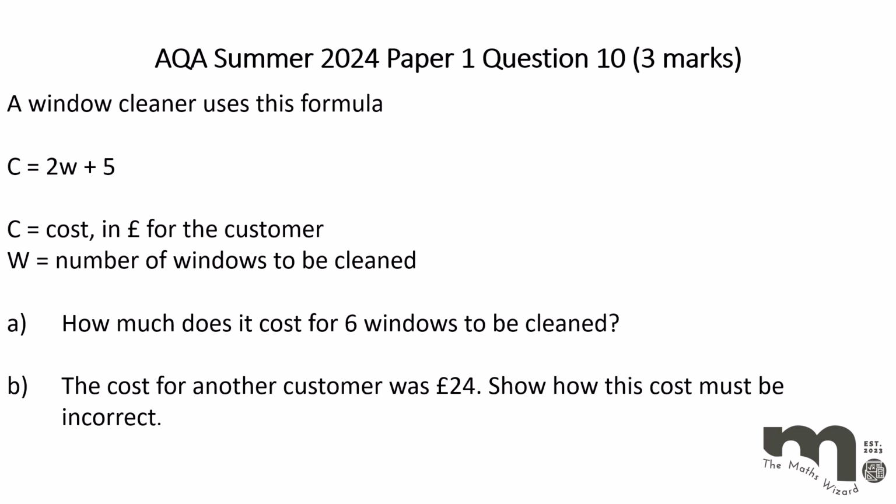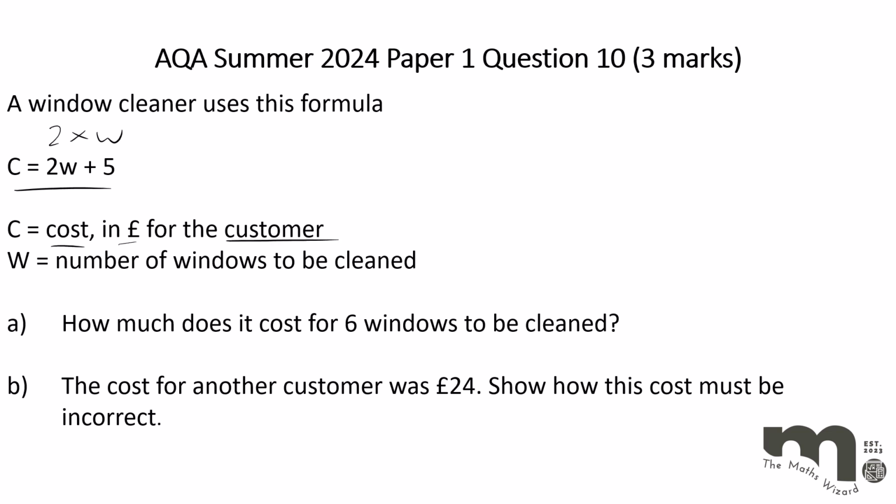So remember, when you've got a number followed by a letter algebraically, that means multiply. So that means 2 times W. Now the C represents the cost in pounds for the customer, and W represents the number of windows that are going to be cleaned. So we now have 2 questions relating to this.